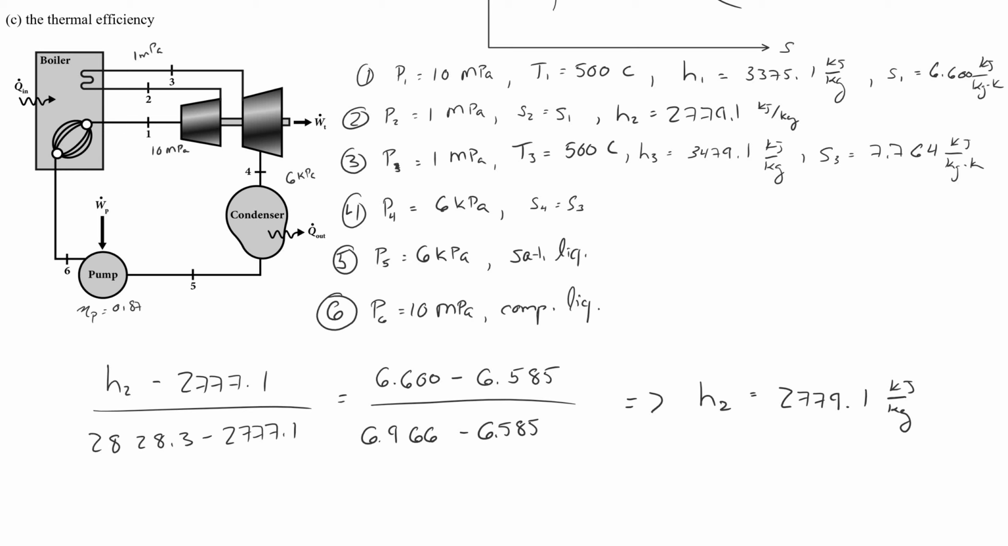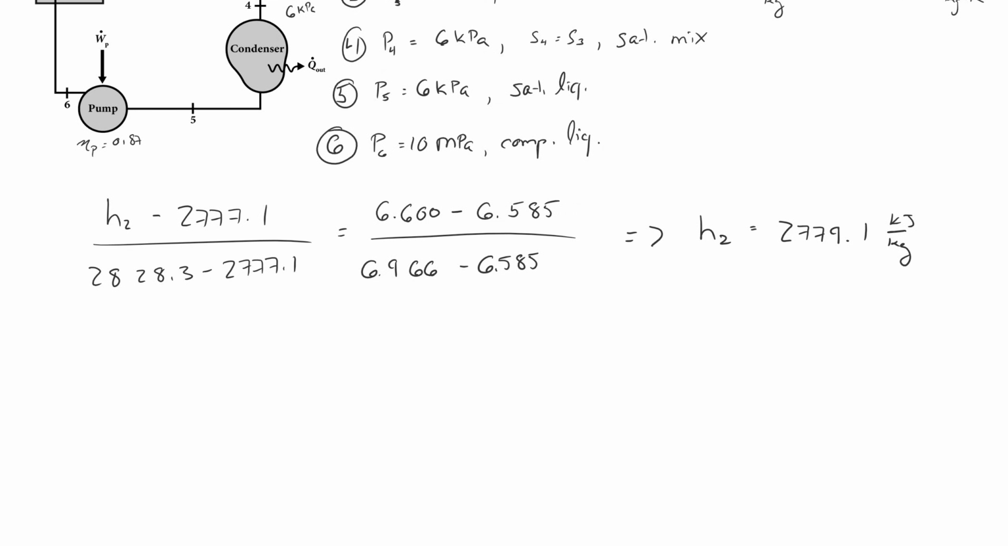So if I now go to my saturation table at 6 kilopascals, so I look in this row, I'll find that 7.764 lies between the entropy of a saturated liquid and a saturated vapor. So I know that I have a saturated mixture at state 4. And like I did before, I can use interpolation to find H4.